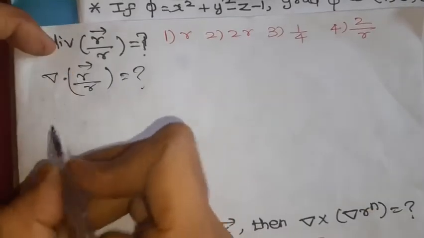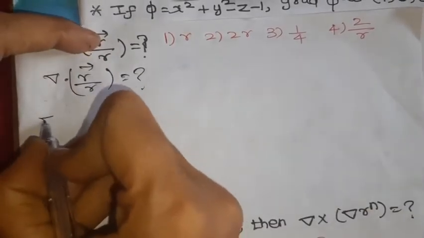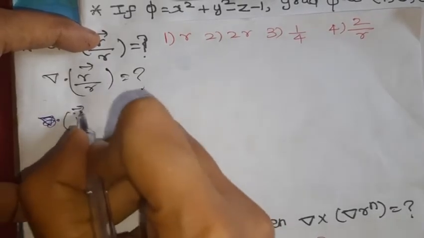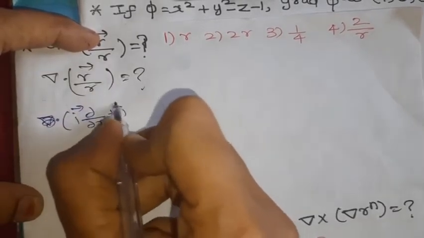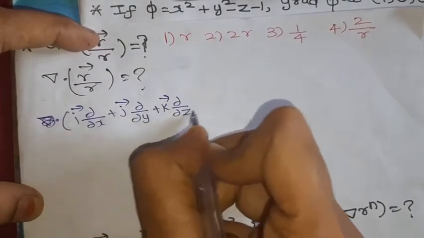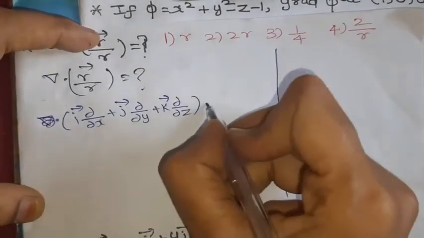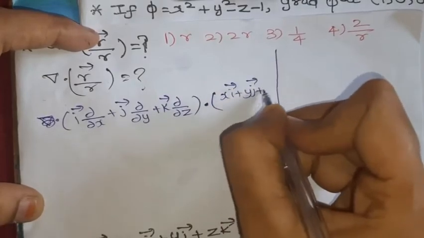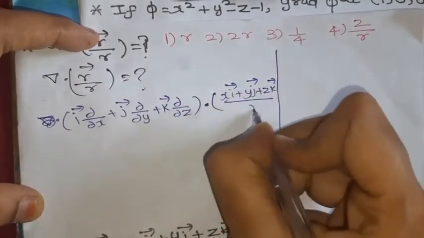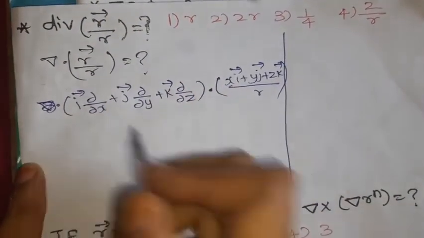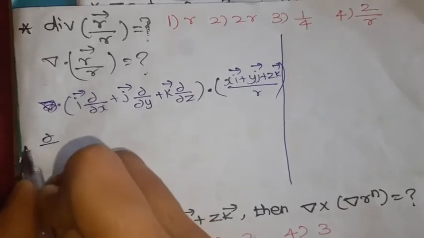For this, what is r vector? Del dot means i into dou by dou x plus j into dou by dou y plus k into dou by dou z, dot r vector, which is xi plus yj plus zk divided by r. So now we are going to find the dot product, i into i. So dou by dou x of... wait, one second.